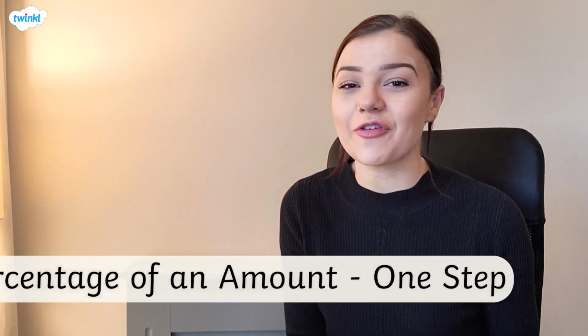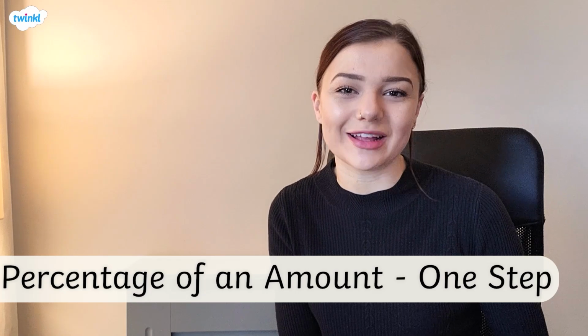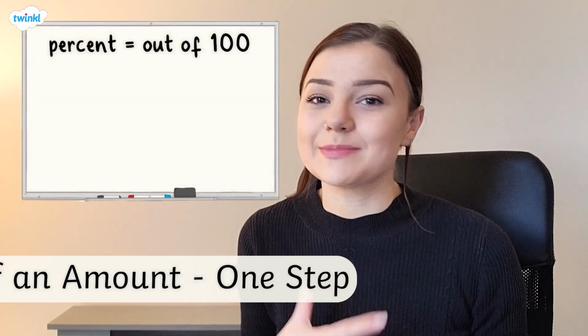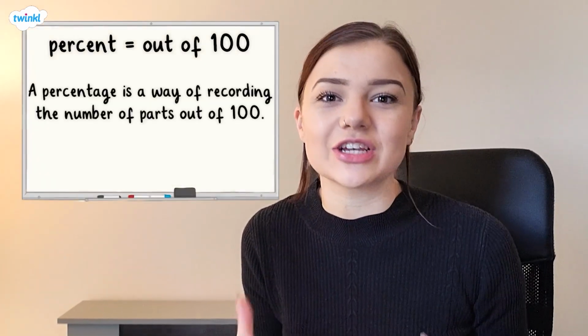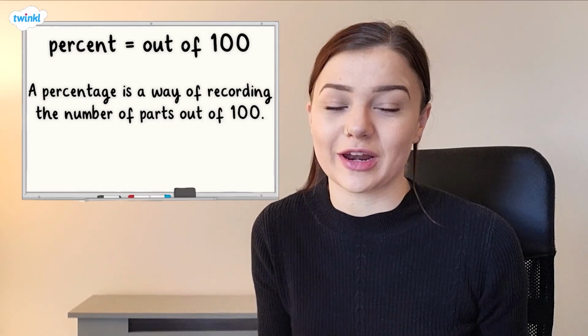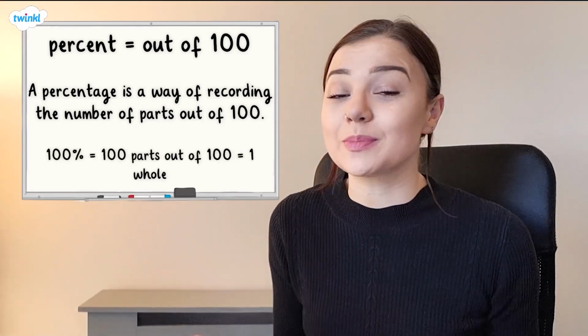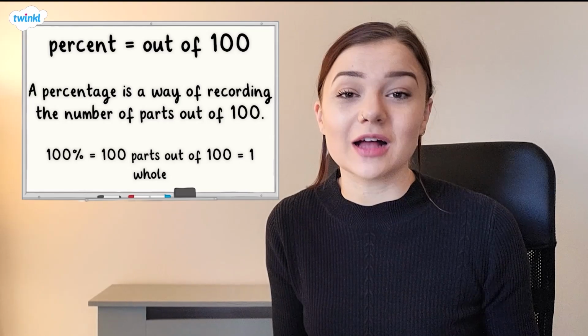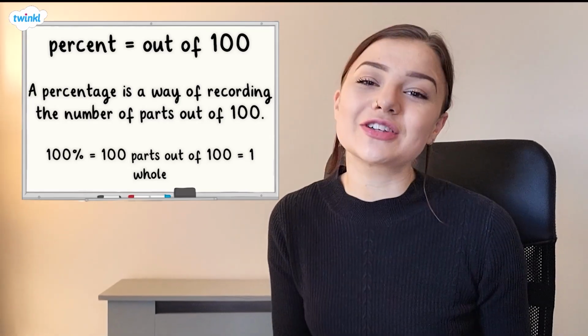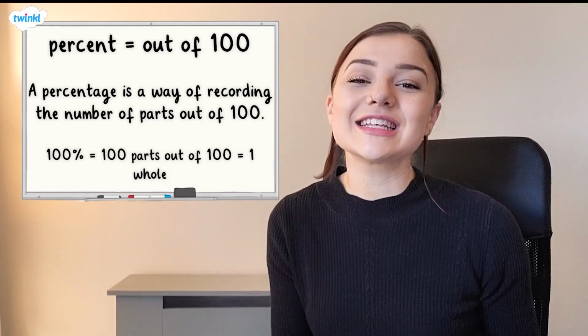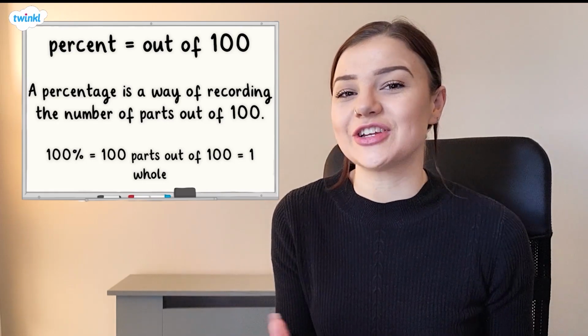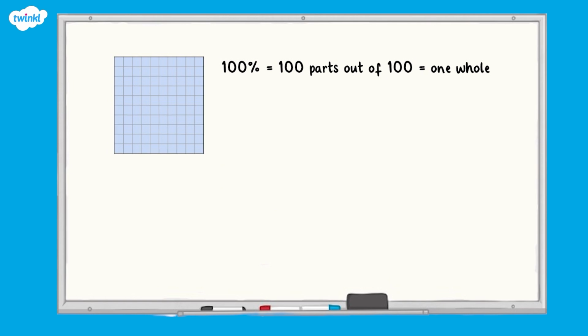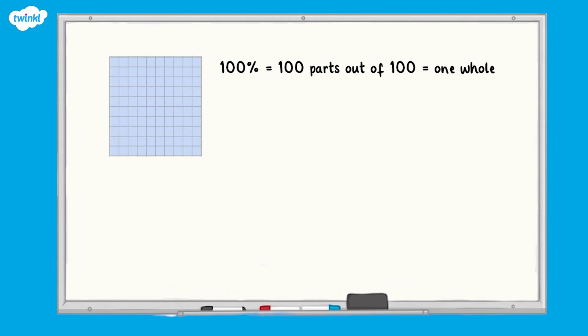This video is here to help you when calculating percentages of amounts, which can be done in only one step. The word percent means out of 100. A percentage is a way of recording the parts out of 100. For example, 100% means 100 parts out of 100 parts, which is equal to 1 whole. Let's start by looking at a visual representation of some percentages. We already have established that 100% is 100 parts out of 100, or 1 whole.